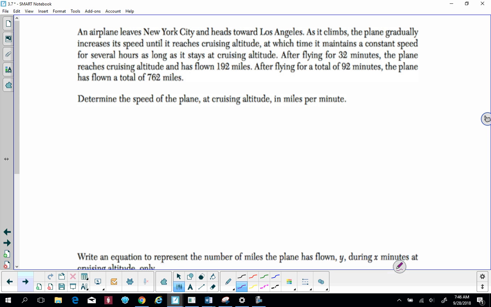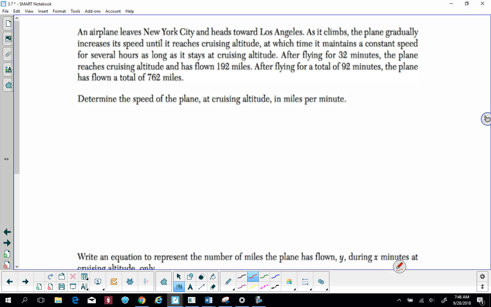An airplane leaves New York City and heads towards Los Angeles. As it climbs, the plane gradually increases its altitude, at which time it maintains a constant speed for several hours as long as it stays at altitude. After flying for 32 minutes, the plane reaches peak altitude and is 492 miles. After flying for a total of 92 minutes, the plane has peaked a total of 762 miles. Determine the speed of the plane at cruising altitude in miles per minute. Perfect.